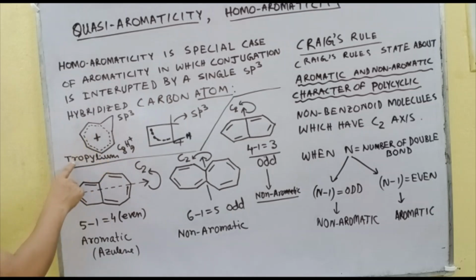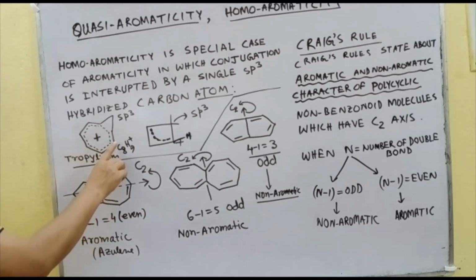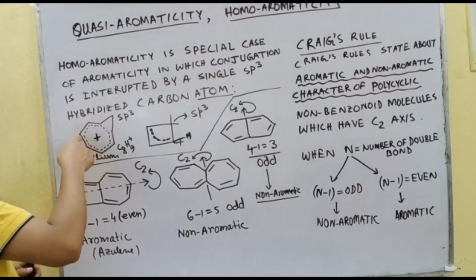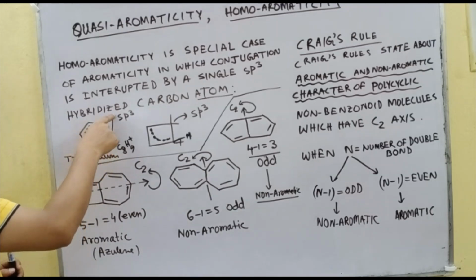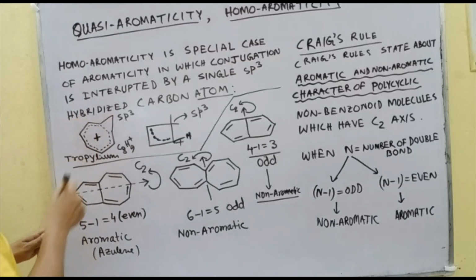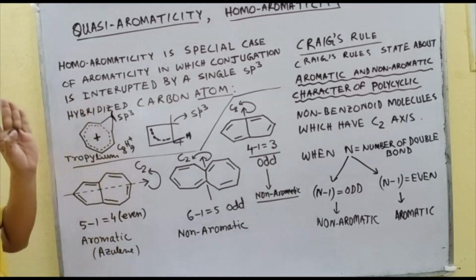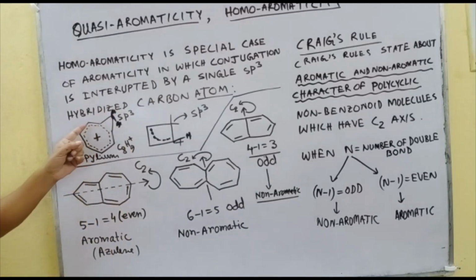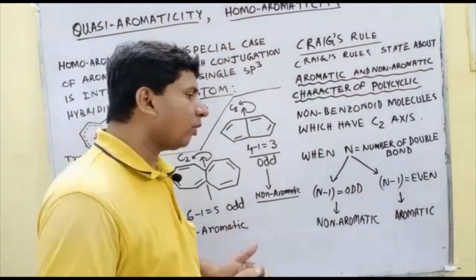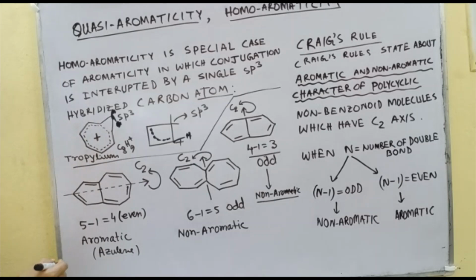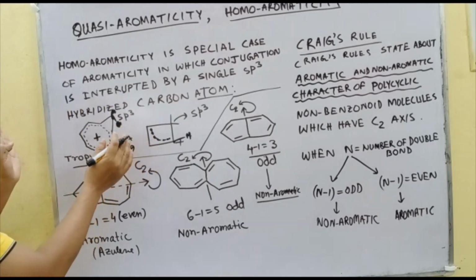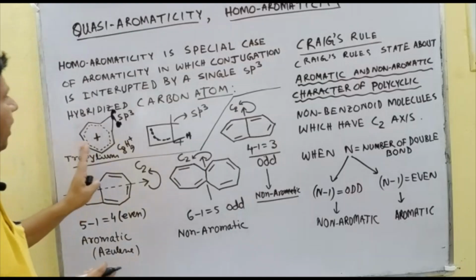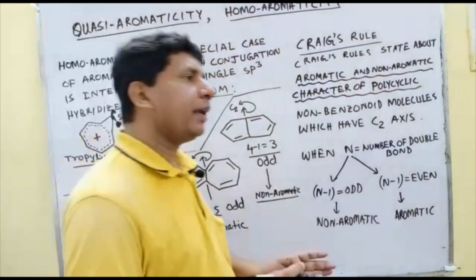And what about the tropylium cation? Tropylium cation, C8H9 plus. There is conjugation, but this sp3 carbon, which has a hydrogen, just interrupts the conjugation. But this type of conjugation is thermodynamically stable. It is like a 7-member ring, but not exactly, and this type of conjugation is also sometimes stable, so this tropylium cation is also a homoaromatic compound.